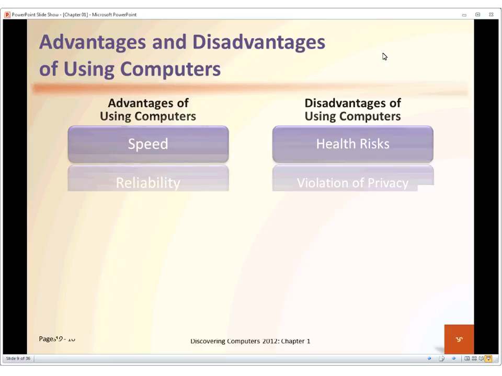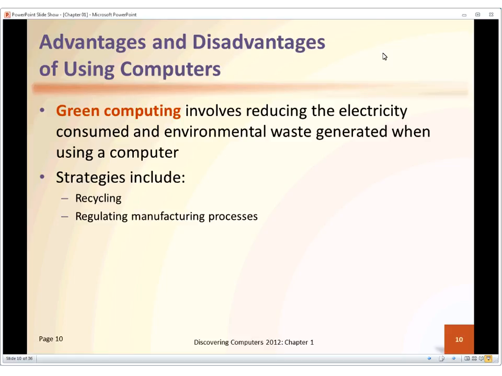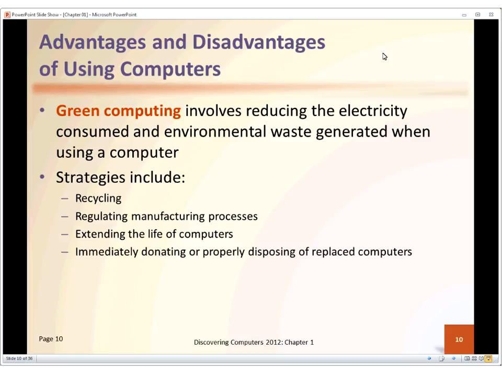So what's kind of new in this chapter is this idea of green computing, reducing the electricity consumed and the environmental waste generated when using a computer. So there's a lot of strategies that have been embraced, put into place: recycling the materials, regulating the manufacturing process, making sure these computers last longer so you don't have to replace them every 3 years, and immediately donating or properly disposing of replaced computers as well.